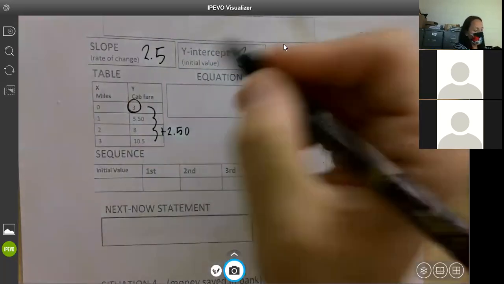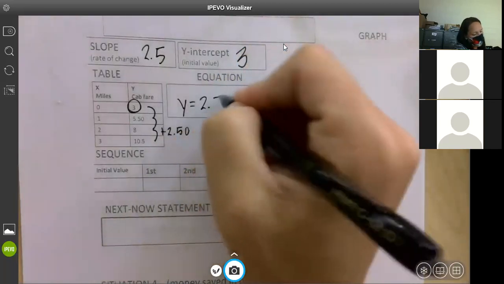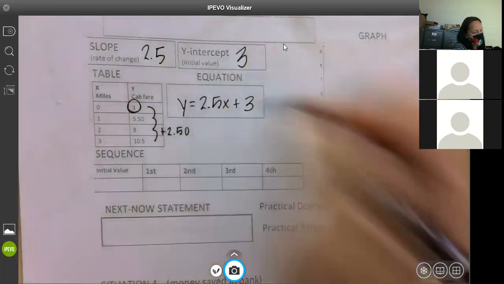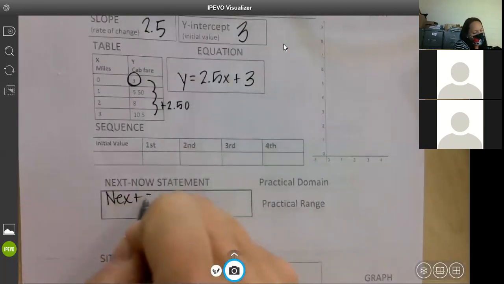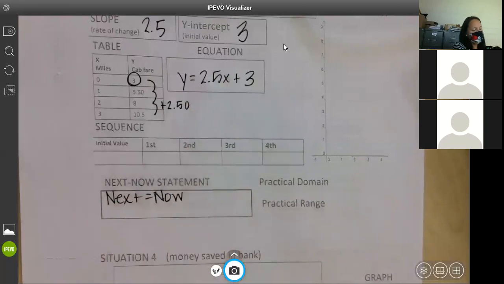What's your equation? Perfect. And last is your next equals now.